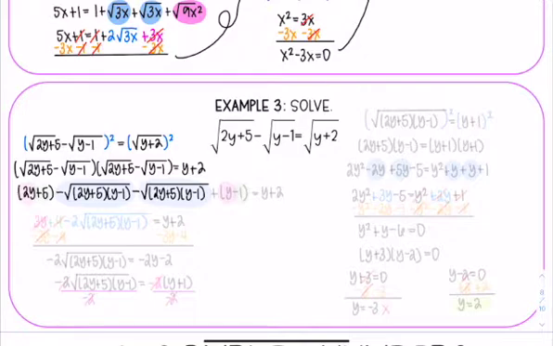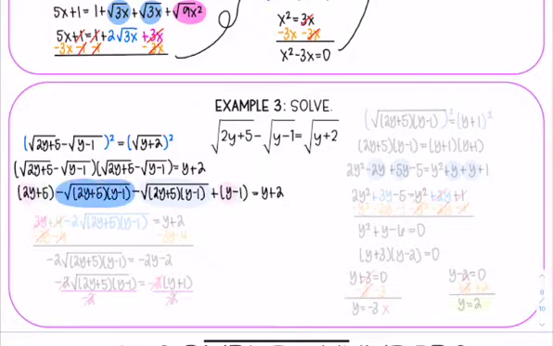And the same idea is going to happen with the last term. We're going to end up with just a y minus 1. Now be careful of the signs, because I have two negative radicals, it turns into a positive y minus 1. And this is still equal to y plus 2. So let's go ahead and combine like terms so that this is a little bit easier to look at.